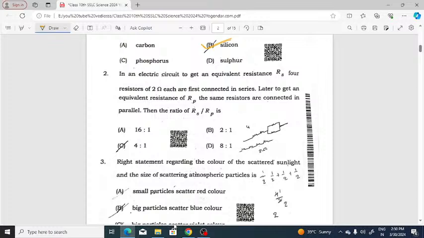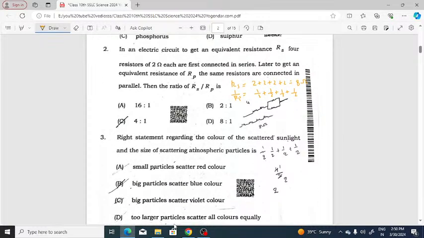Electric circuit to get an equivalent resistance Rs, four resistors of 2 ohm are first connected in series. So Rs is 2 plus 2 plus 2 plus 2, which gives 8 ohm. The same resistors are connected in parallel, so 1 by Rp is equal to 1 by 2 plus 1 by 2 plus 1 by 2 plus 1 by 2. The LCM is 2, and the numerator is 1 plus 1 plus 1 plus 1, which is 4, so 1 by Rp is equal to 2, and Rp is equal to 1 by 2, correct?